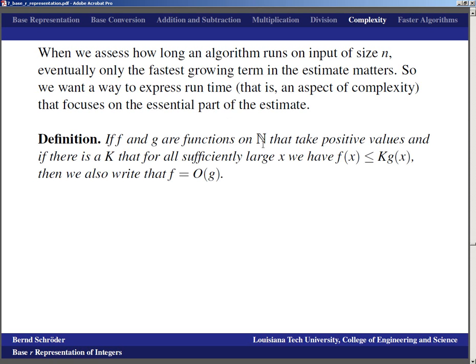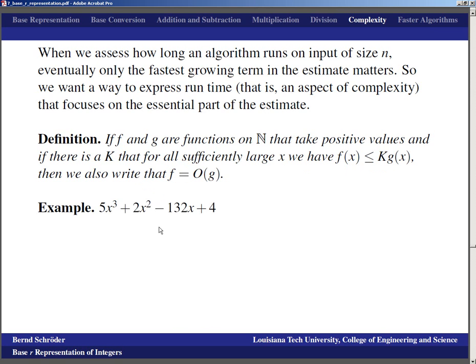If you've got two functions defined on the natural numbers that take positive values, and if there is a k so that for all sufficiently large x, so that just means it's got to happen eventually, but it may not happen until x is greater than 50,000 trillion or something like that. But for sufficiently large x, we have f of x being smaller or equal to k times g of x. Then we can also write that f is capital O of g. Basically, f grows on the order of g or slower.